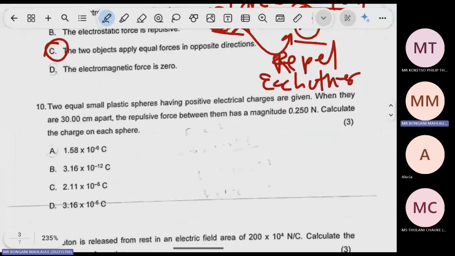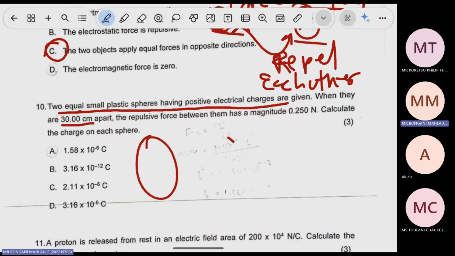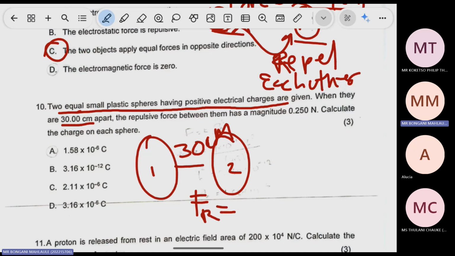They were saying two equal small plastic spheres having positive electrical charges are given when they are 30 centimeters apart. So you've got two spheres, 1, 2, and they are 30 centimeters apart. Then they give you the repulsive force between them, say F_R 0.250 newton. Calculate the charge on each sphere. So this one is quite easy, right?